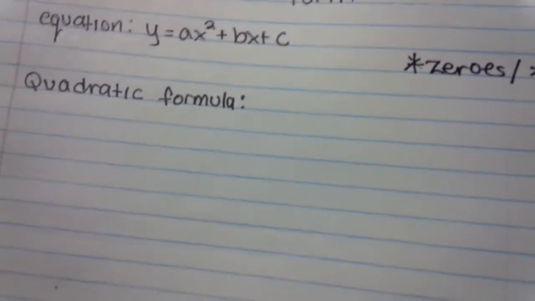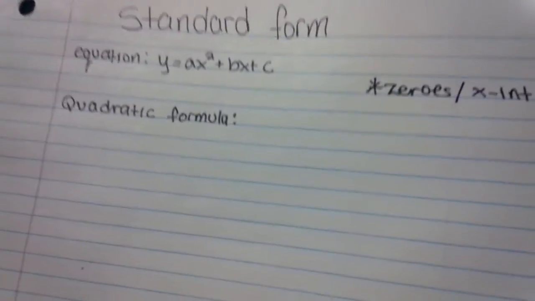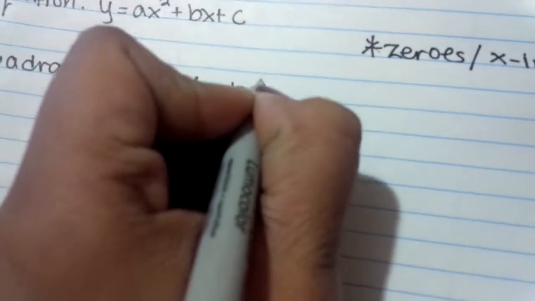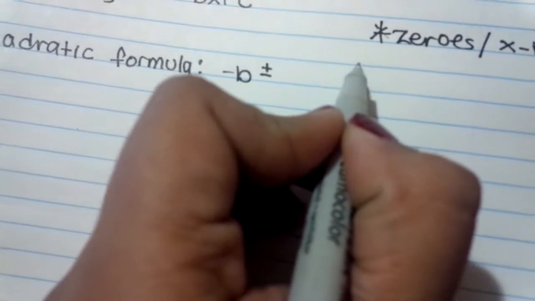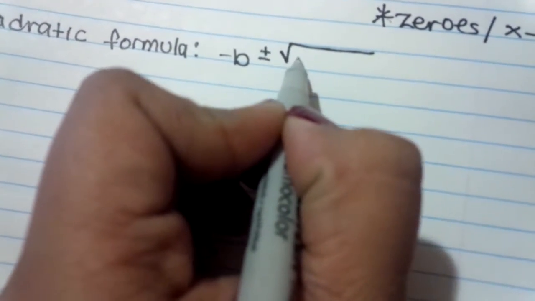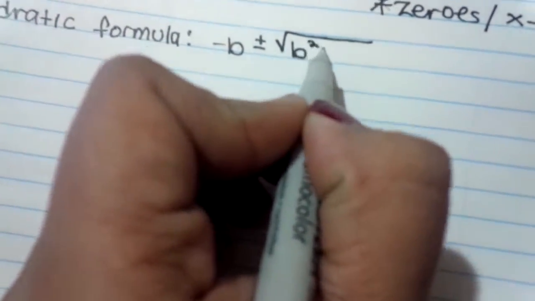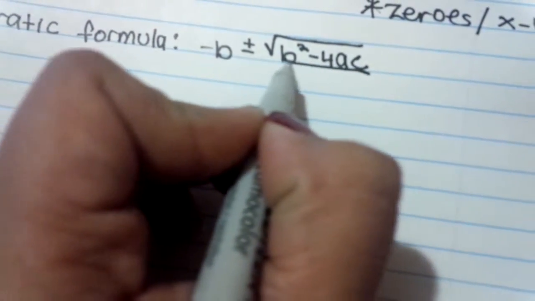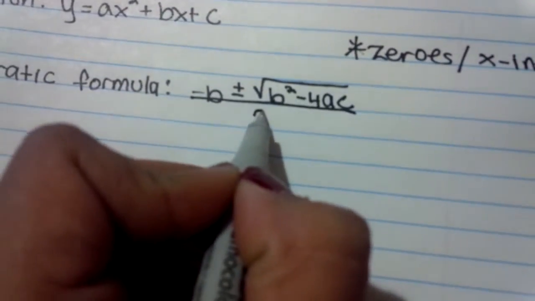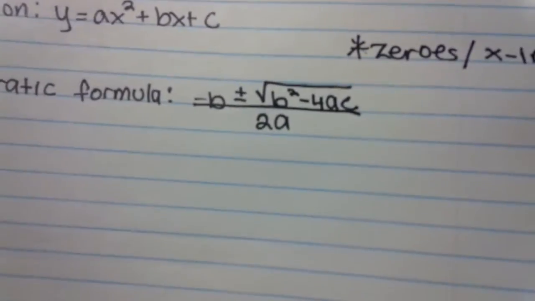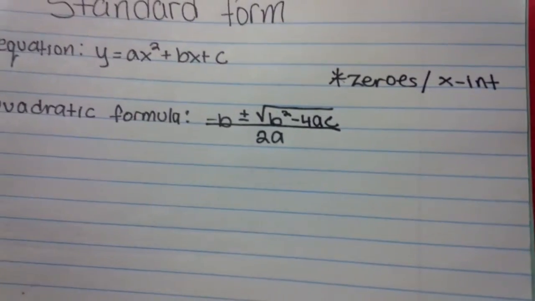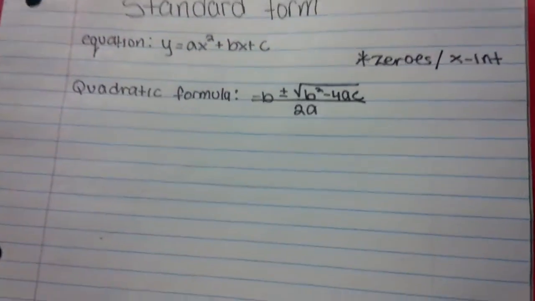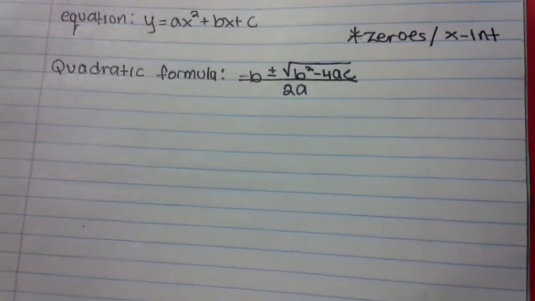This is a very easy formula and it will help you out a lot. So the formula is negative b plus minus square root of b squared minus 4ac, divided by 2a. So now you're going to be wondering why this formula is so big and it might be complicated, but it actually isn't. So let's start off with an example.